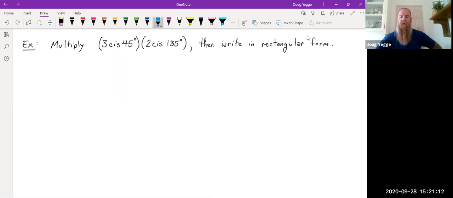Let's demonstrate the formula that we just learned about multiplying two complex numbers in trigonometric form. We learned that all we need to do is multiply the radii to get 3 times 2. And then in order to find the corresponding angle, we simply have to add the two angles together.